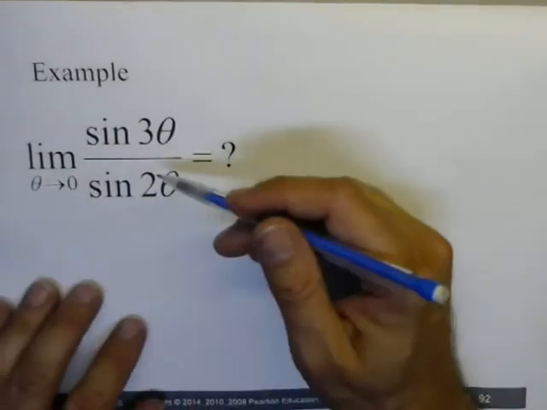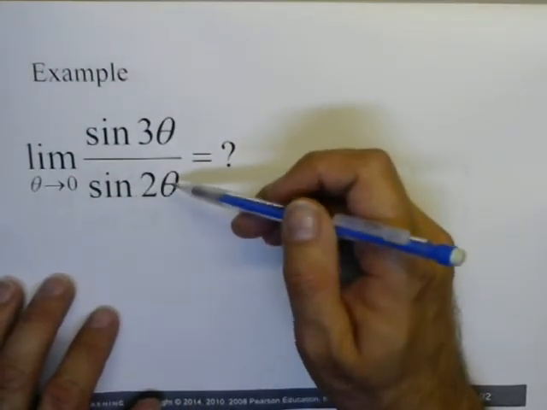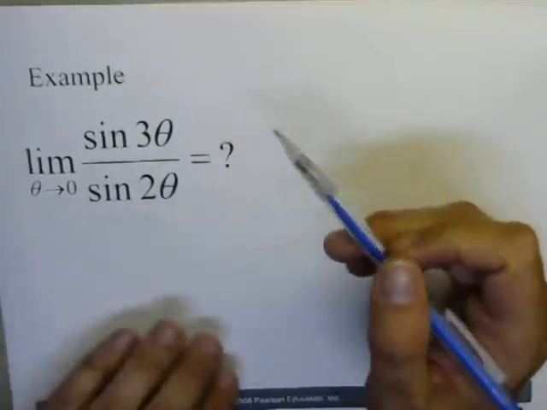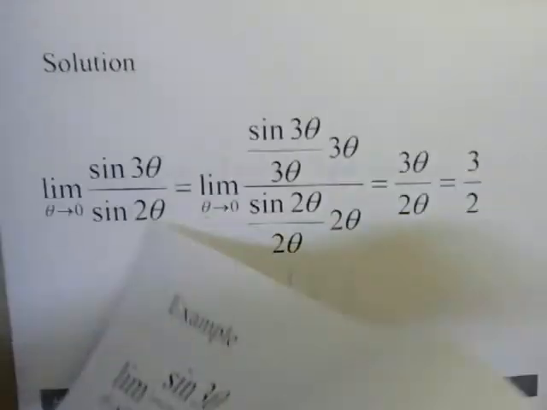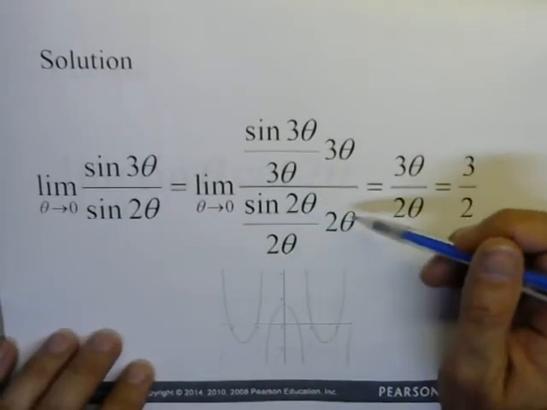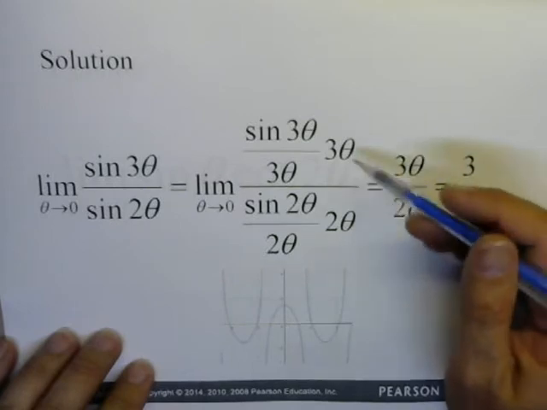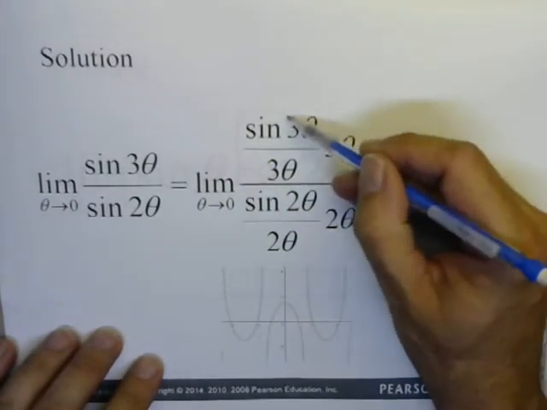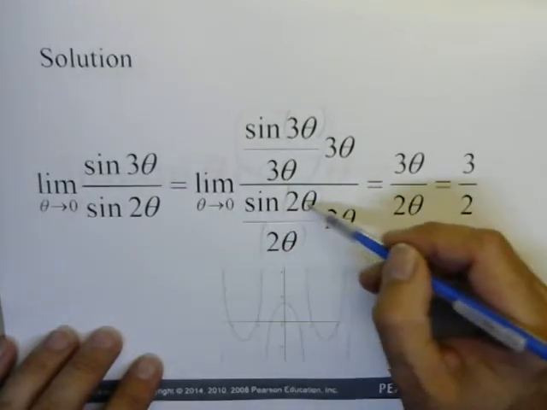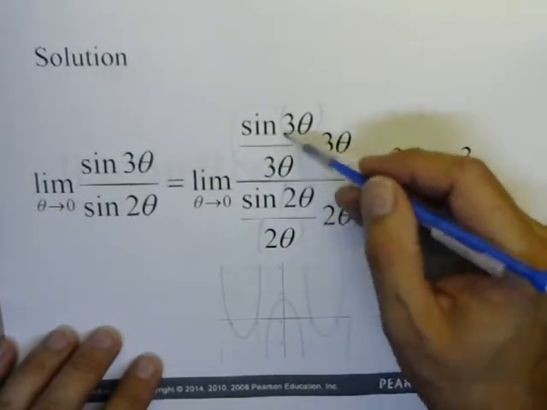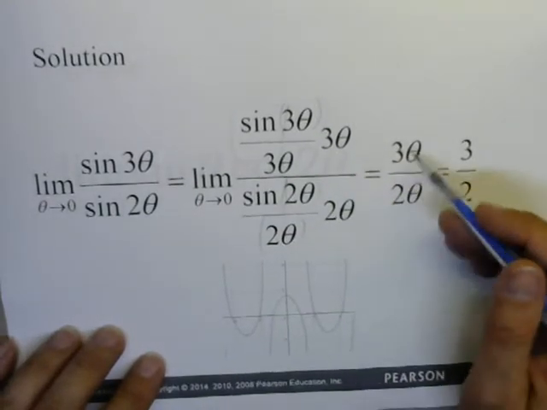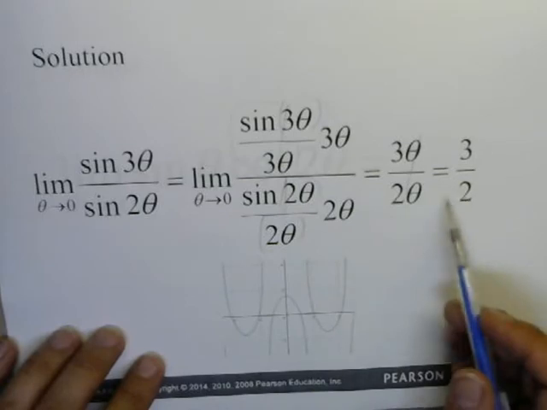So let's say you have something like sine of 3 theta over sine of 2 theta. Well, again, I don't have 3 theta on the bottom here, so what could you do with this? Well, one thing you could do is multiply on the top by 3 theta over 3 theta, and multiply on the bottom by 2 theta over 2 theta. Since these have the same thing on the top and the bottom, and theta is approaching 0, these will both go to 0. That's going to be 1, and that's going to be 1. So you'll just wind up with 3 theta over 2 theta. Those will cancel, and you get 3 halves.